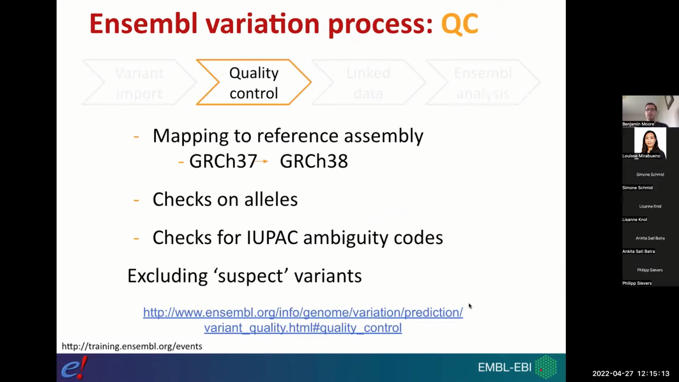So the next step, as I said, is quality control. We do a number of different things when we're looking at the variants that we've imported. The first thing that we can do is check that they are associated with the correct genome assembly. So we can map from one reference genome assembly to the other. We also perform checks on the alleles to see that the reference matches up with the reference allele in the genome sequence. And we look for particular flags that might indicate that those variants might be suspect as well.